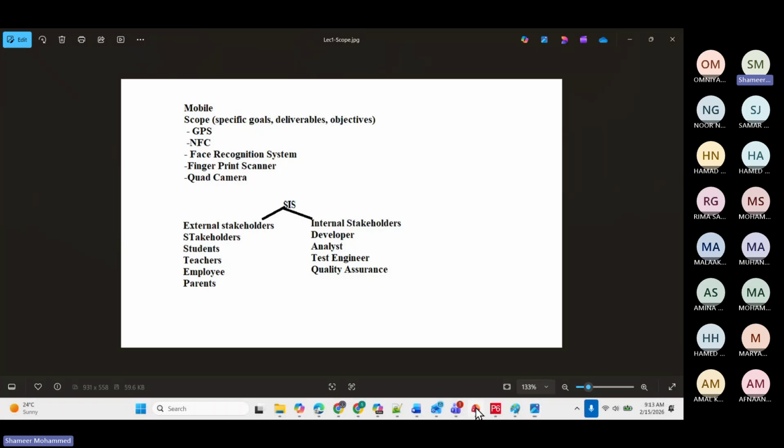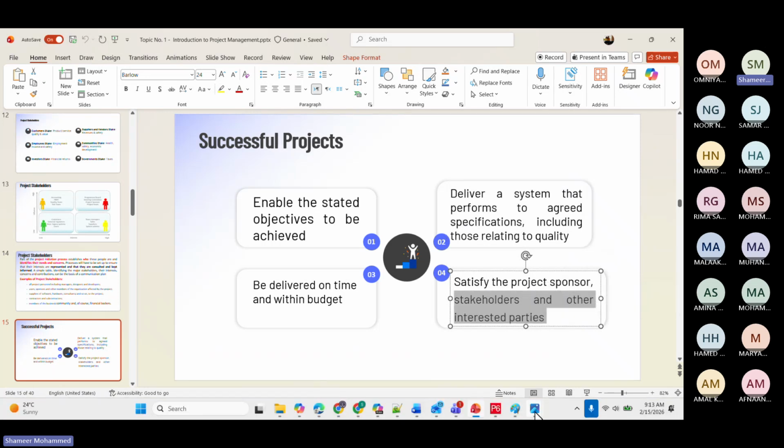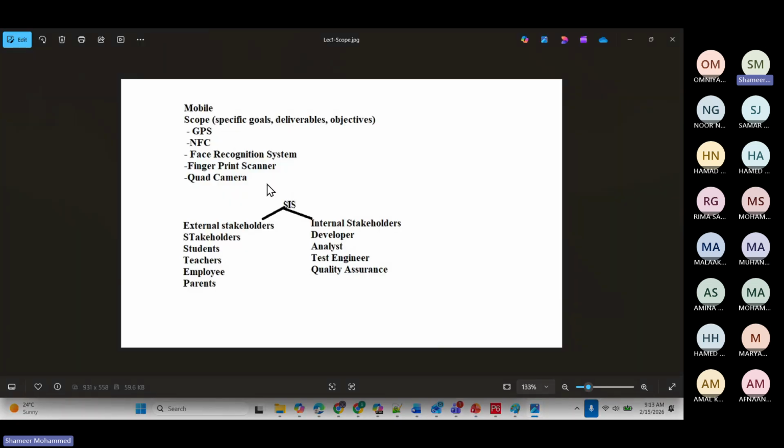Next one, satisfy the sponsor, stakeholders, interested parties. So when you tomorrow release a new brand of iPhone, you should satisfy the customer. You should satisfy the owner of the company, Apple. You need to handle different suppliers. So everybody should be happy. Then only we can say your project is successful.